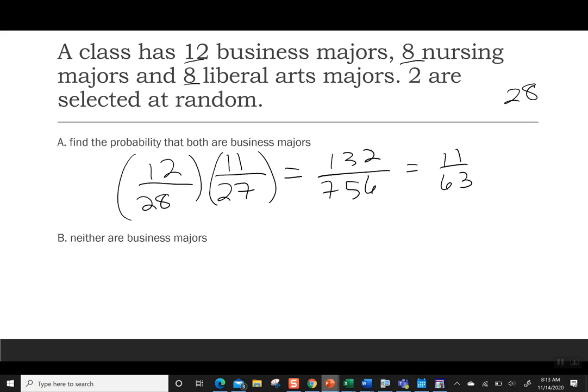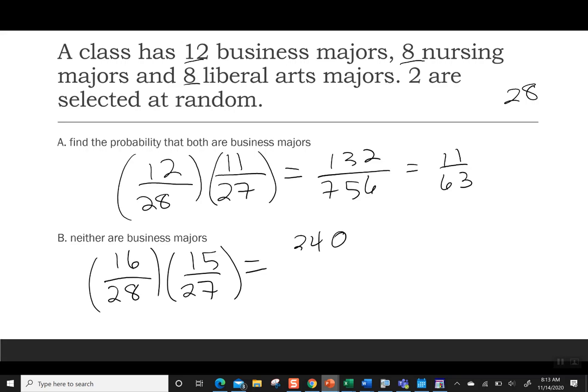Neither are business majors. So 12 people are business majors, 8 and 8 is 16 are not. So I have 16 over 28, and then I have 15 over 27. Again, the idea that once I pick somebody, I have one less left. So 16 times 15 is 240, and then 28 times 27, this is 756. 240 divided by 756 gives me 20 over 63.